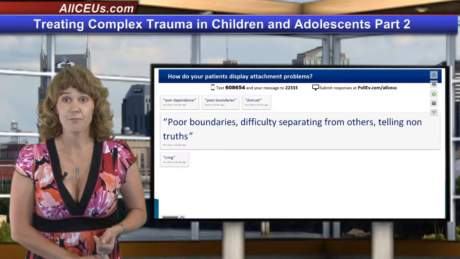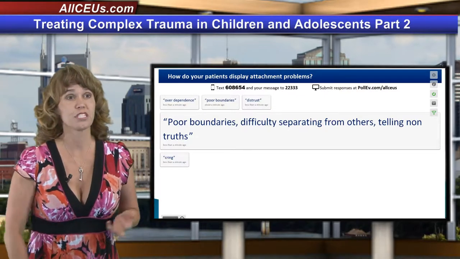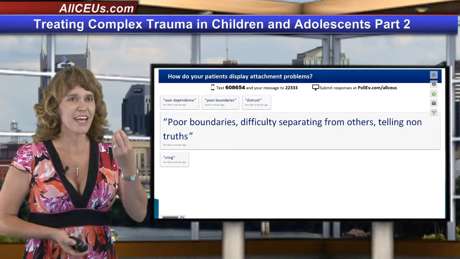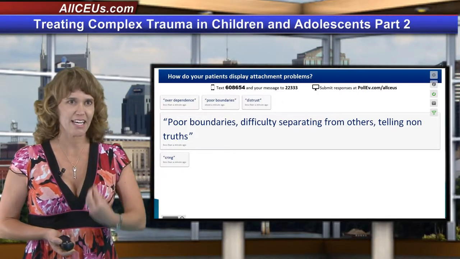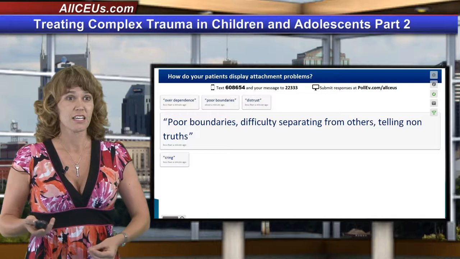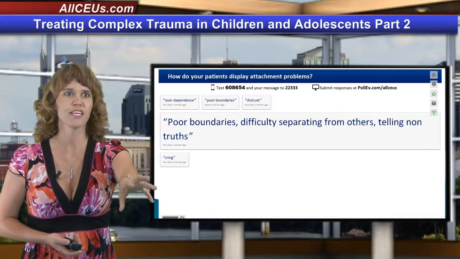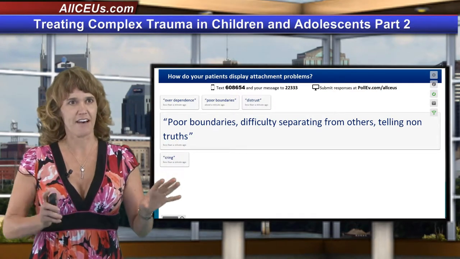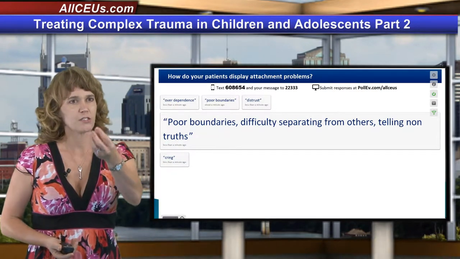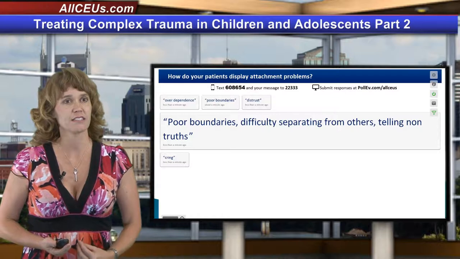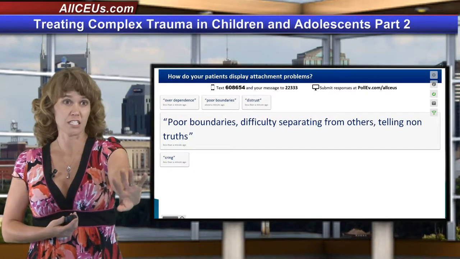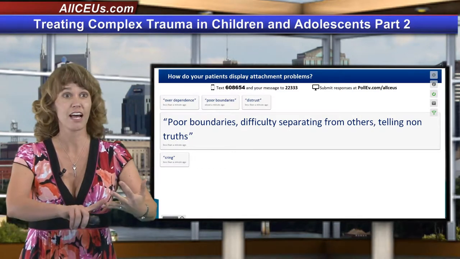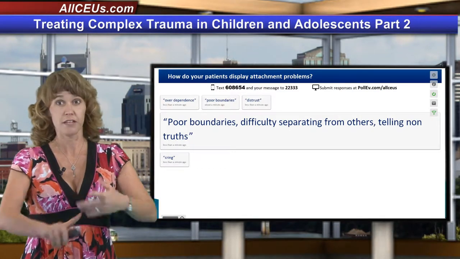Difficulty separating from others and telling non-truths. It's very difficult when you can't self-regulate and when you can't identify your own emotions to separate from somebody who you think is helping you do that. That's like separating ourselves in half. So if the person never internalized it, it's going to be really hard to separate because that other person tells you how you're feeling, how you're thinking, what you want, what you need.